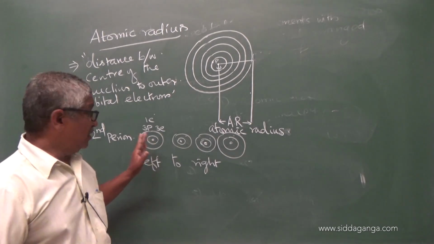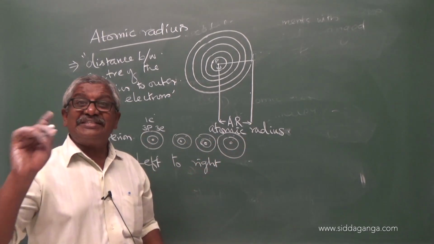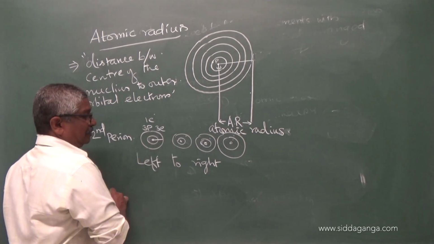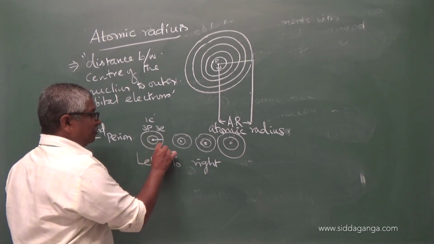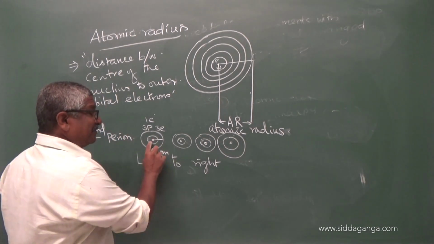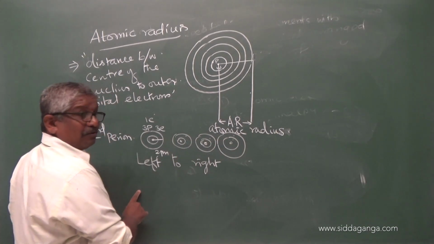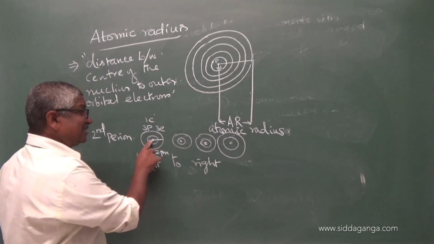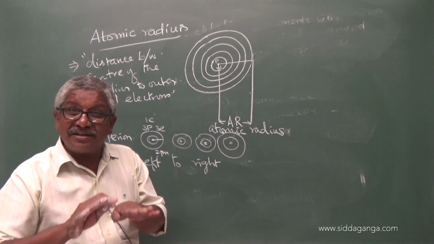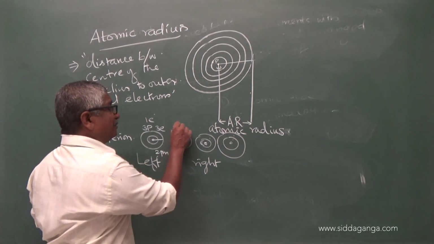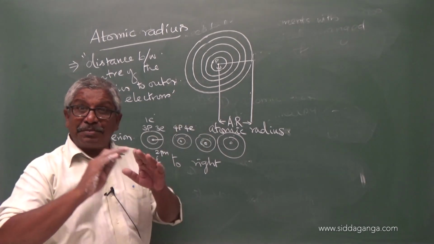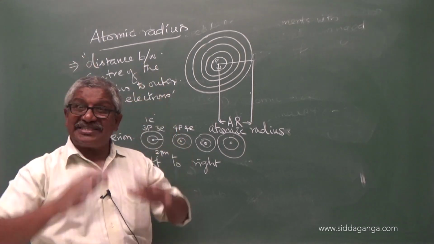Suppose we move left to right in the same period. What is the distance considered here? Some 2 picometer, I am giving examples. And if we move to the right-hand side, what will happen? Here it has 3 protons, 3 electrons, the minimum number. Next we will have 4 protons and 4 electrons. The number of protons and electrons is increasing.